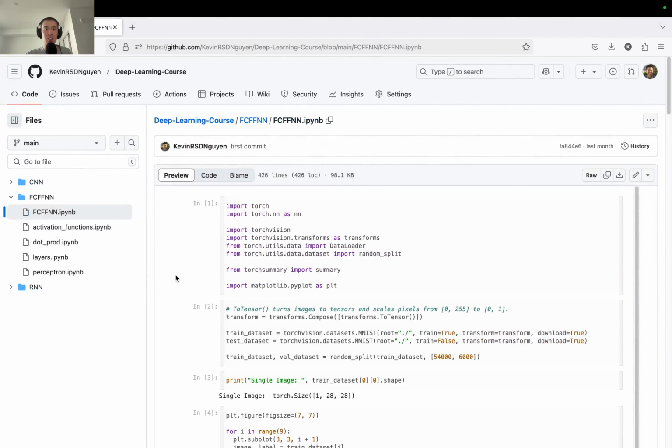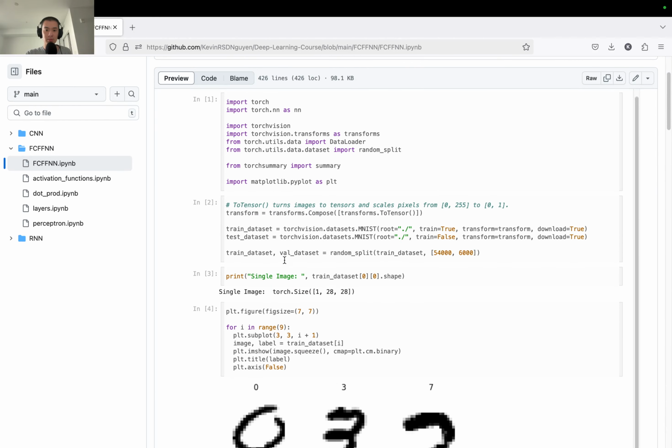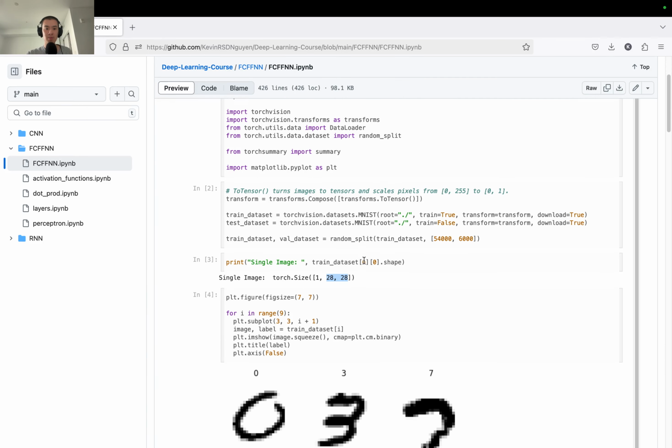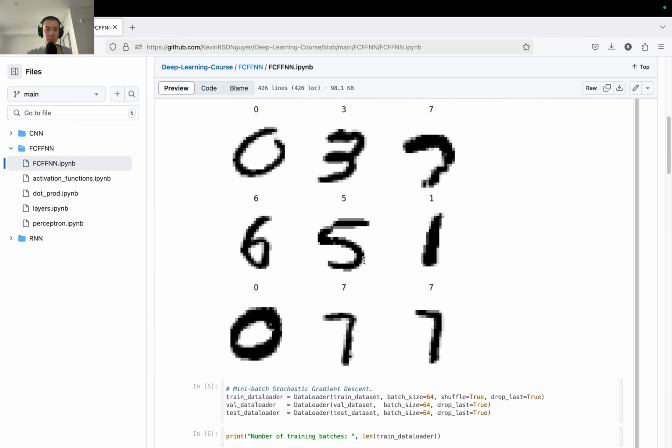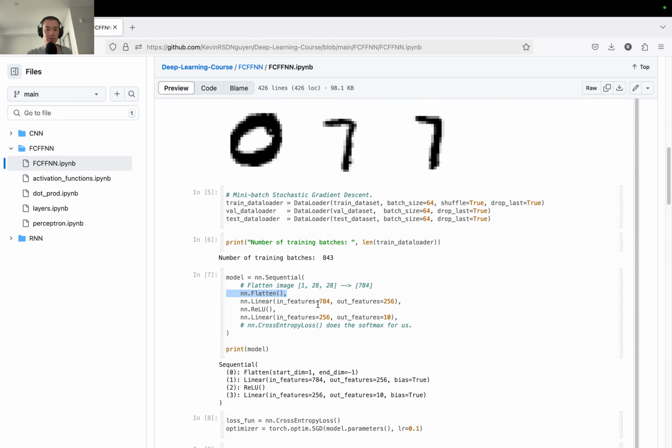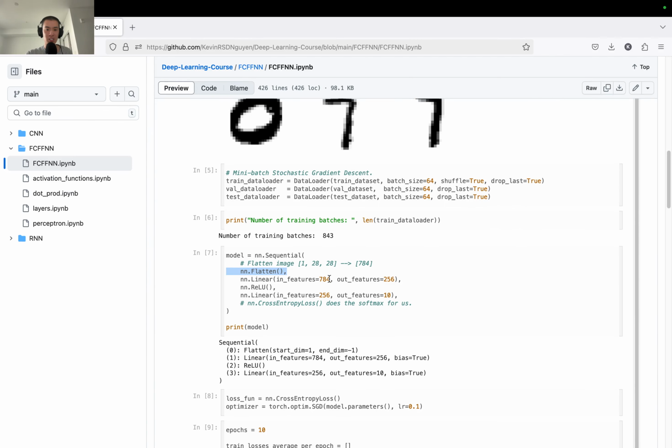So here is the model we previously ran in the course, fcffnn.ipynb file. Images are 28 by 28 pixels, which we flatten right here. And we take into account the 784 pixels.